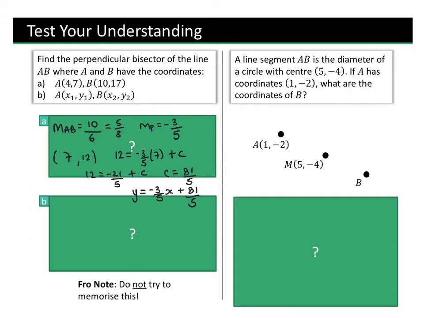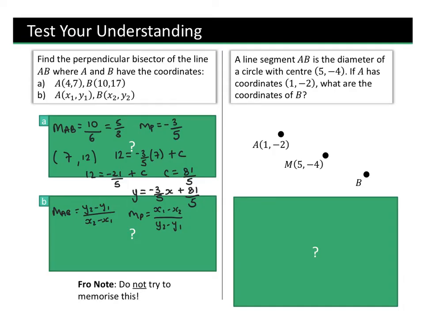So for part B, let's see. We know the gradient of the line AB is y2 minus y1 over x2 minus x1. The perpendicular gradient, I'm going to flip it and multiply everything by -1. So I actually get x1 minus x2 over y1 minus y2. Yeah, so this is still y2 minus y1, because I'm only multiplying it to the numerator.